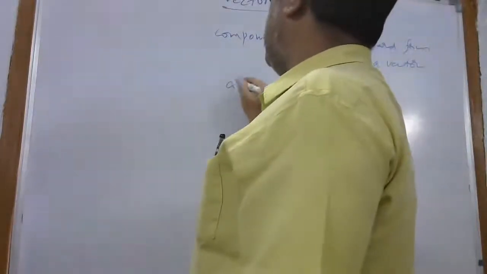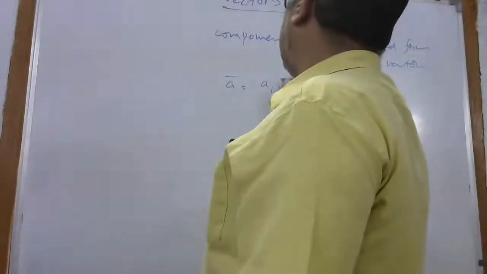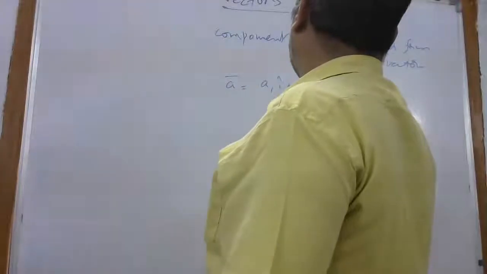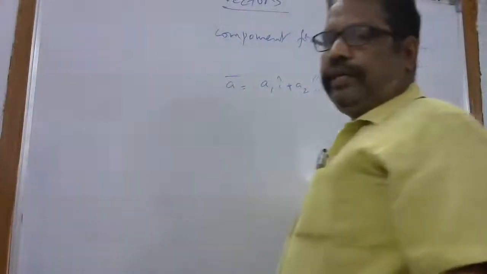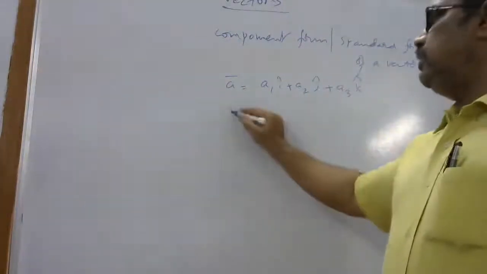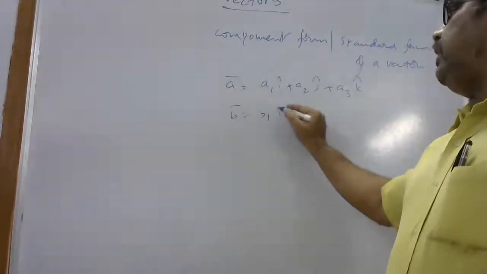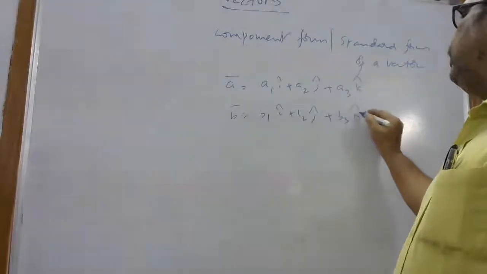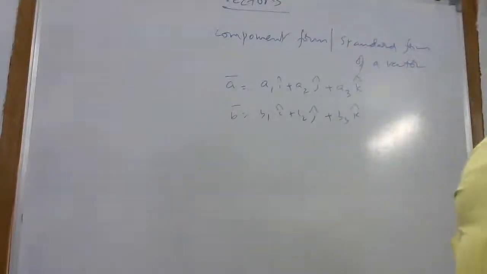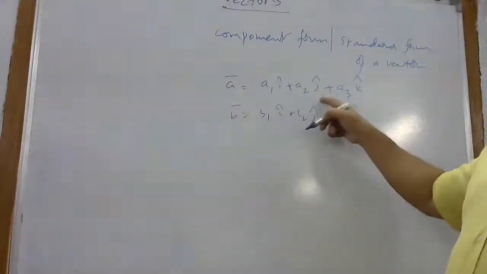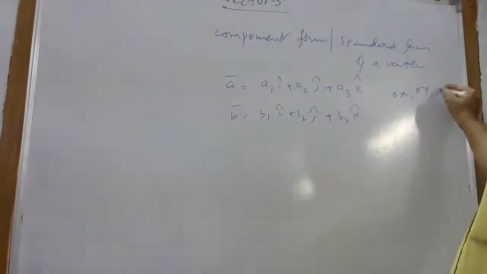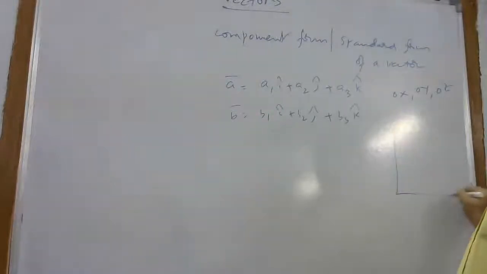If I take a bar, I told you, a1 i cap plus a2 j cap plus a3 k cap. Like that I take. This is called the component form. Suppose I take b bar as b1 i cap plus b2 j cap plus b3 k cap. So every vector is split into three components with respect to three axes, Ox, Oy, and Oz. I showed you yesterday.